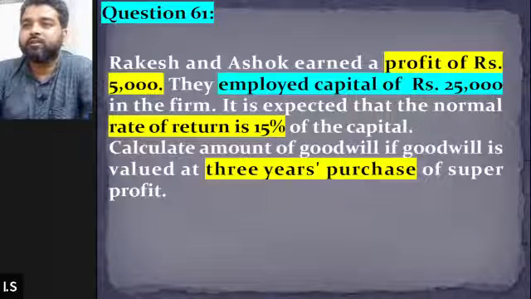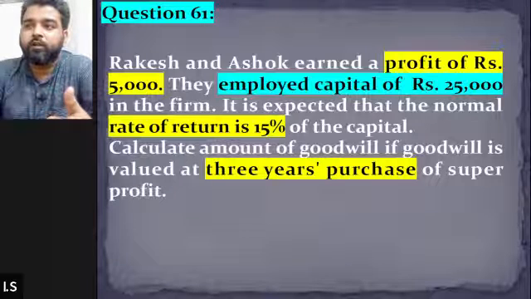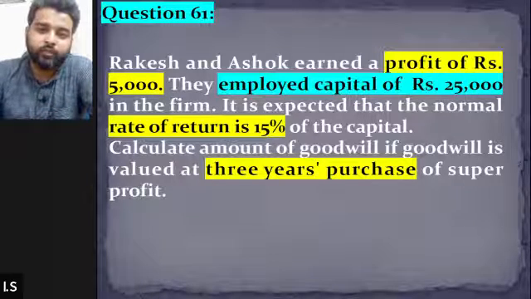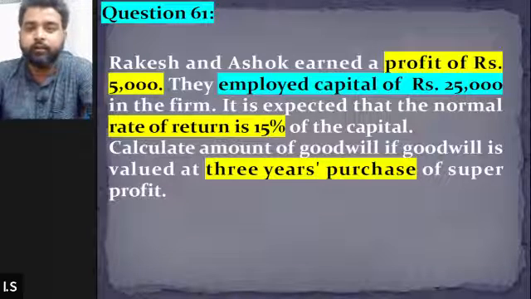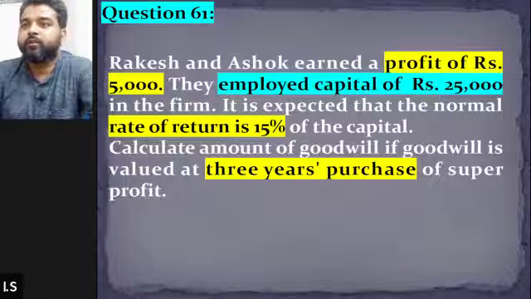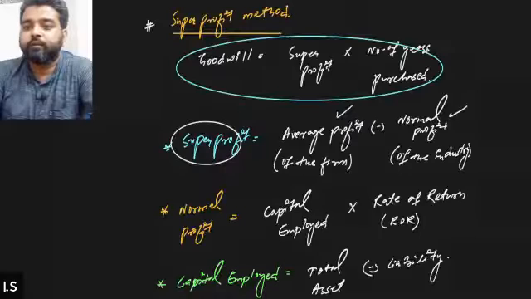So I guess everything in the question is clear. Capital employed is given, rate of return is given. We are provided with the average profit. All we need to do is find out the super profit, then simply multiply it with the number of years purchase, and we will get the value of the goodwill. All right, so tell me if the question is clear to all of you or not. Yes, sir. It's clear. So let's quickly find out the goodwill in this question.